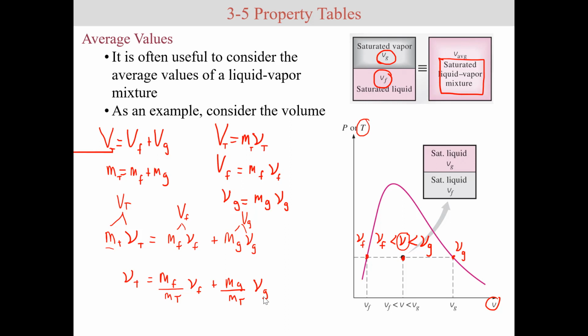All right, let's bring this equation to the next slide and continue with our algebra. I know this is not the most exciting thing to witness on a video, but this is really important because this illustrates the definition of quality, which we are going to be using for the whole rest of this online class. So specific volume is equal to, I'm just going to rewrite the equation from the prior slide: mass of the liquid over total mass times specific volume of saturated liquid, plus the mass of the vapor over the total mass times the specific volume of saturated vapor.